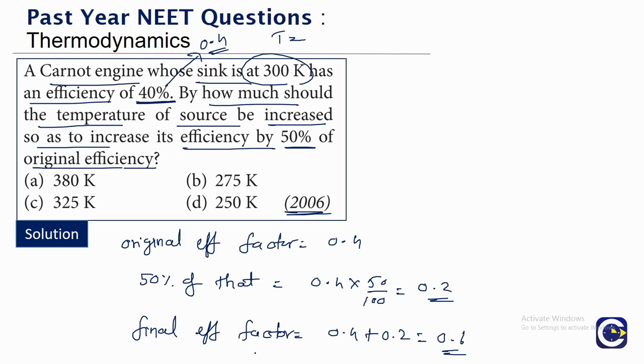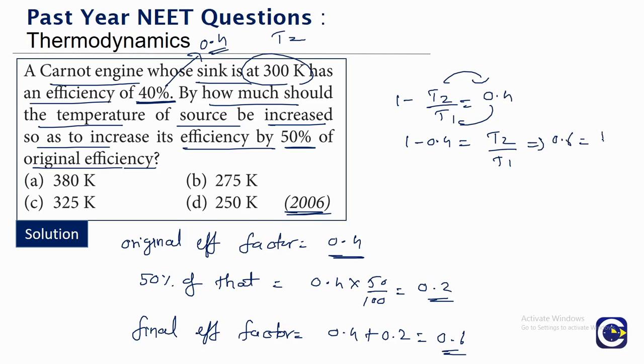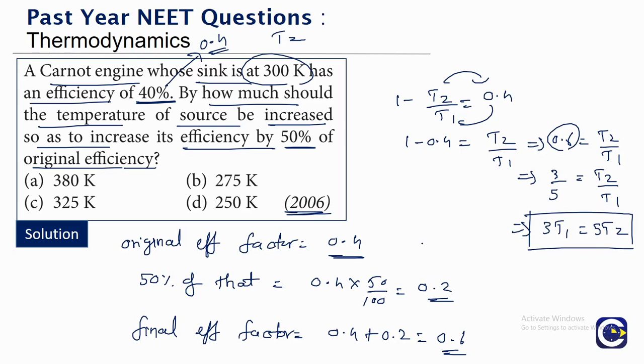So here also we'll have equations. Initially, what is the efficiency factor? 0.4 means 1 minus T2 by T1 is equal to 0.4. When we rearrange, 1 minus 0.4 is equal to T2 by T1. That means 0.6 is equal to T2 by T1. If you want to get it in terms of integers, 0.6 can be written as 3 by 5. So 3 by 5 is equal to T2 by T1, which means 3 T1 is equal to 5 T2. This is our equation 1.